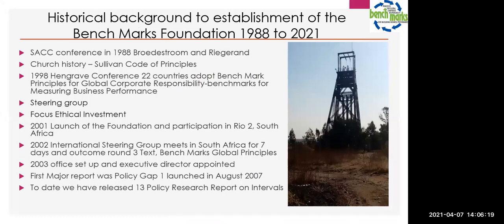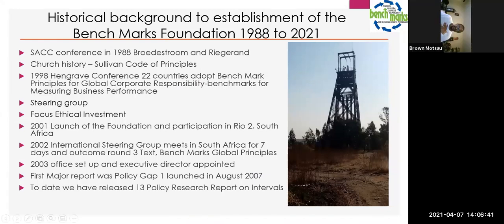is an organization that has been started by SACC, the concept of it. SACC pre-1994 set into two conferences. One was Boere-Stroom, another one was Regrad, something like that. And these conferences, those of us who are Christians, we believe in the role of the church having a prophetic role in society, and the church being able to see things before they happen.